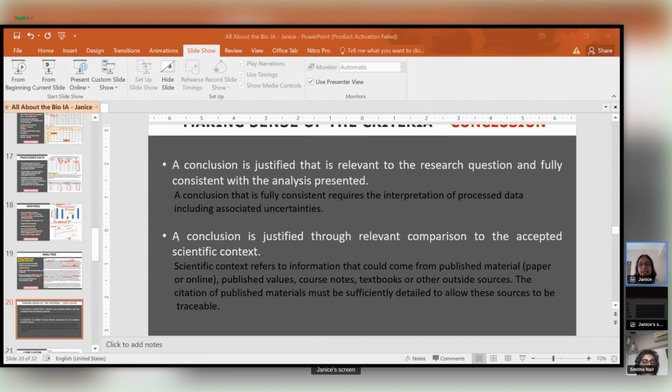Now, where did I write the scientific context? In the background information. Can you see here? Yes, I have done it. So that is why the background information is very, very important.